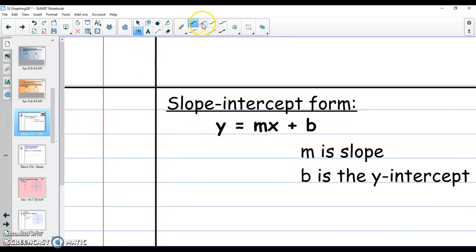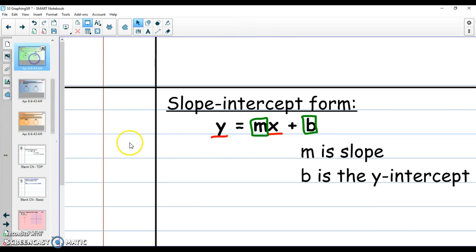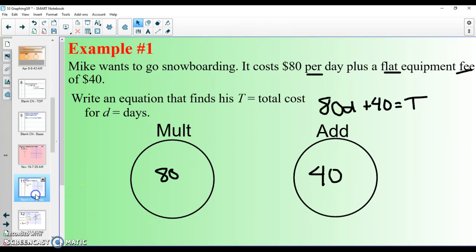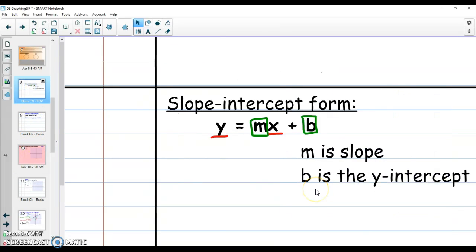So in slope-intercept form, the things that never change are y and x. I'll underline those in red because those never change. The values that do change are m and b. Now m is the slope, and slope is what we see as change. Change in how our values are changing. So in the case of Mike, it was changing by $80 a day.